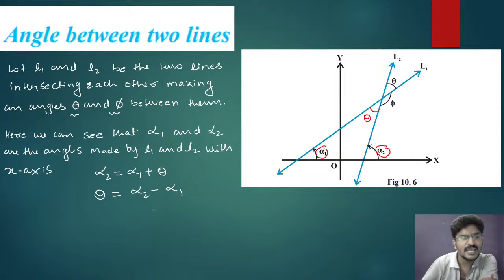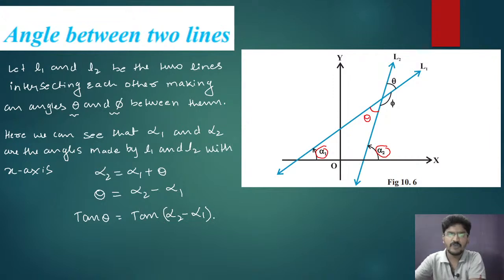So now I can apply tan on both sides. That will be tan theta equal to tan of alpha 2 minus alpha 1.